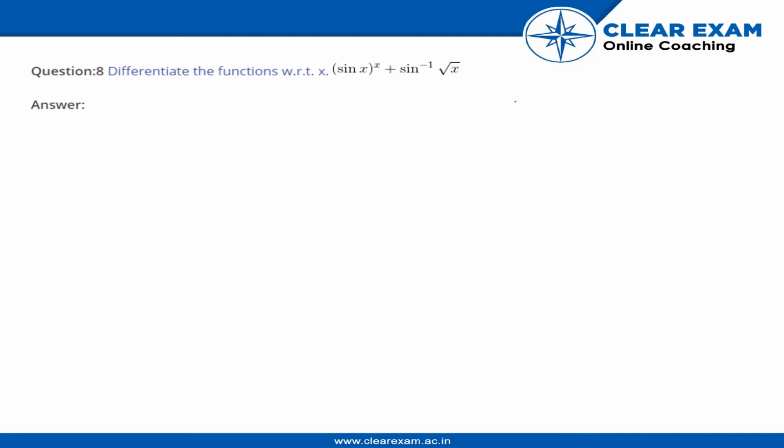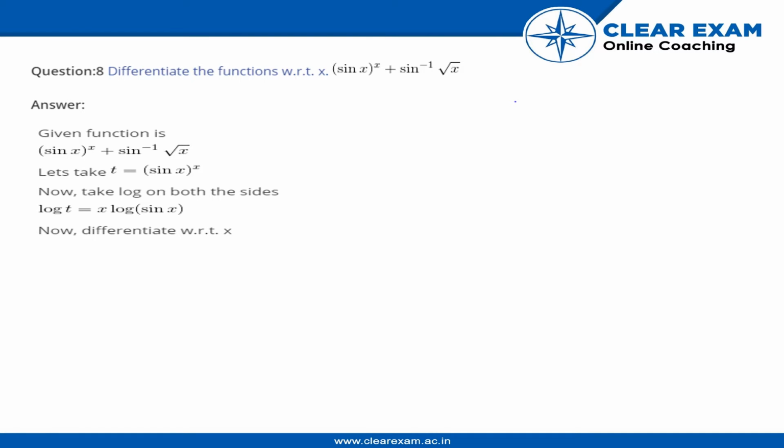Differentiate the function with respect to x. The function is (sin x)^x + sin⁻¹(√x). Let y = (sin x)^x + sin⁻¹(√x).